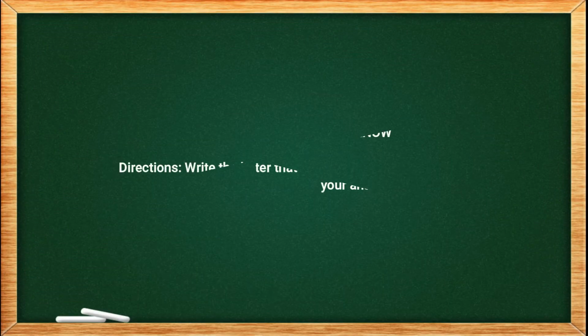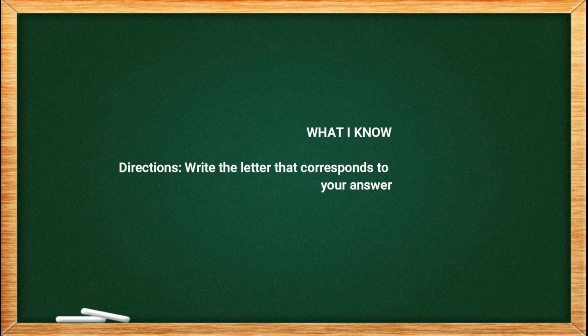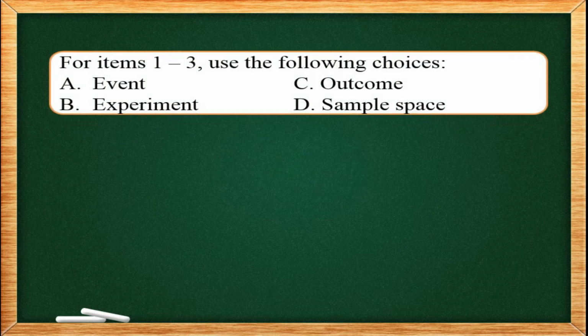To gauge how much you already know about the topic and determine which areas to focus on, you get your pen, your learning modules, and anything where to write your answers on, and let's answer the following. Write your answers in your answer sheet. For items 1 to 3, use the following choices: event, experiment, outcome, sample space.